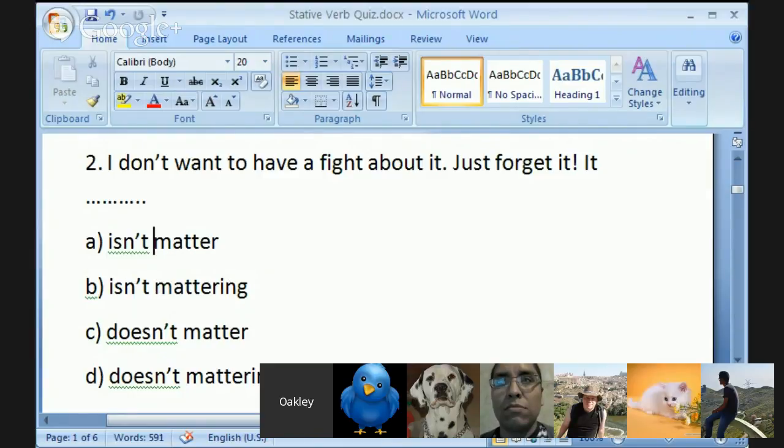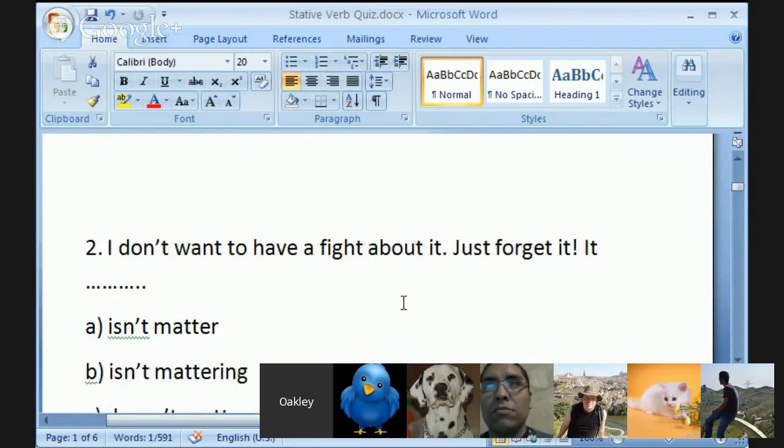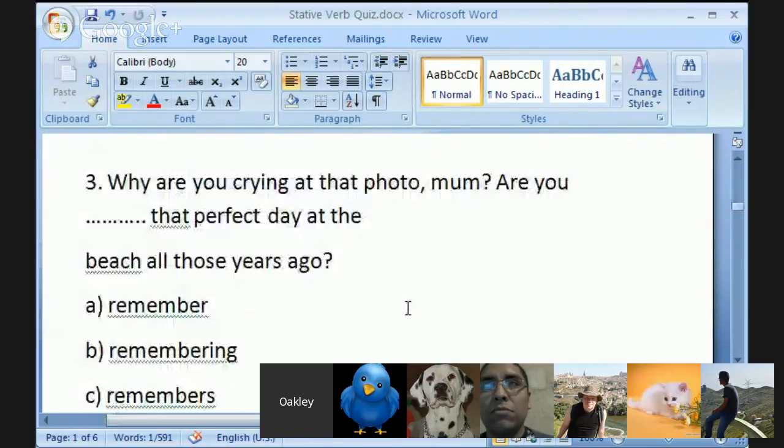Is it possible to use matter, Andrew, with an ing form, continuous? Isn't mattering, it wasn't mattering. I've never heard mattering. I never have either. Yeah, this one, it's an odd verb, but I think this is a pure stative. It's not mixed. I've never heard mattering anytime, anywhere. I agree.